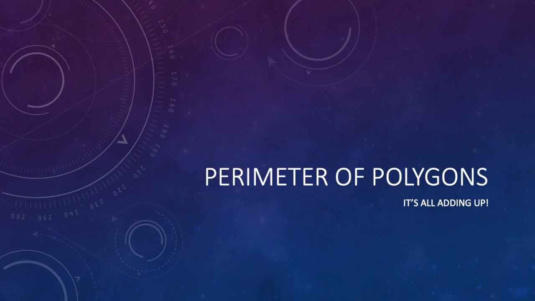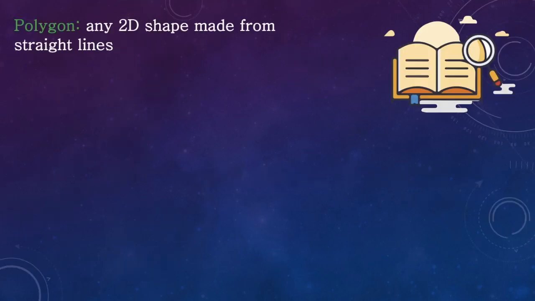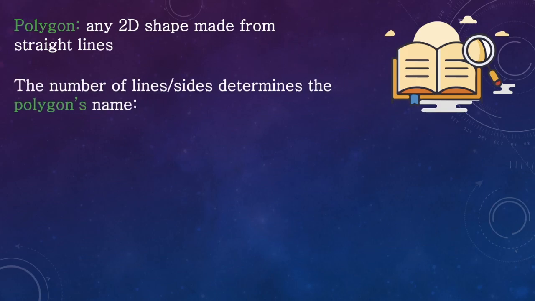Now, before we actually go into the math here, let's define some of these words I've used. So first off, a polygon is any 2D shape made from straight lines. And essentially, the number of lines or sides determines the polygon's name. So for example, if you have 3 lines or 3 sides, you're called a triangle.